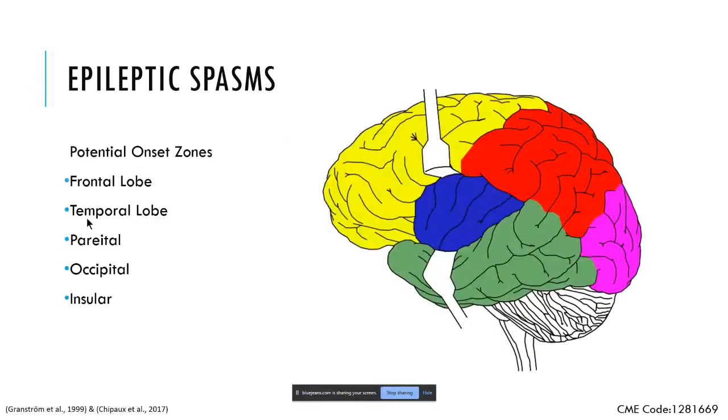While these types of seizures can be due to generalized dysfunction, it is also possible for focal lesions in any of the lobes to be an exacerbating factor. Some studies suggest that as many as 40 to 60% of epileptic spasm patients may arise from focal lesions.